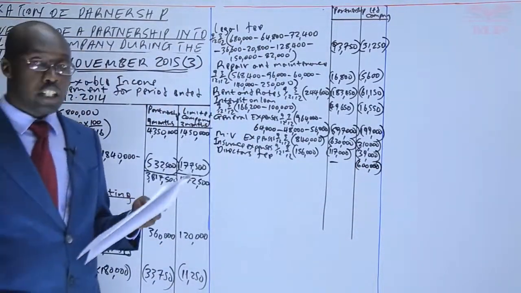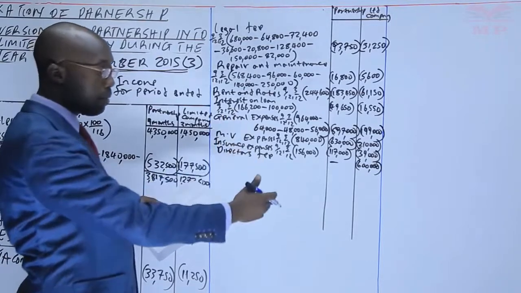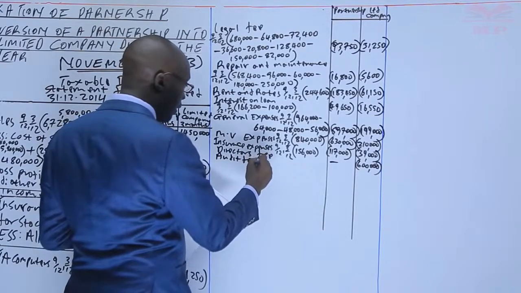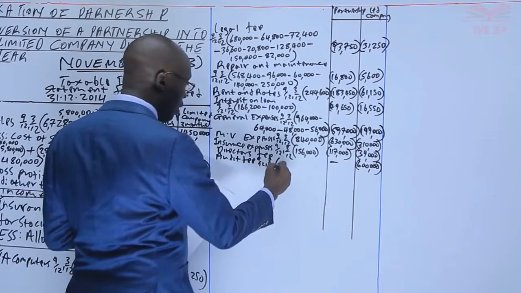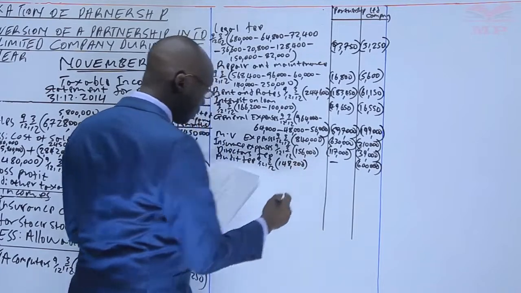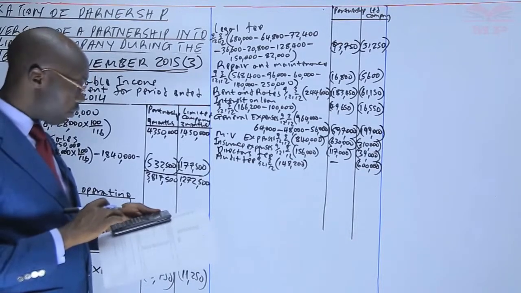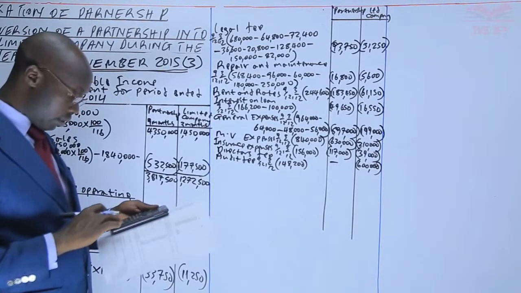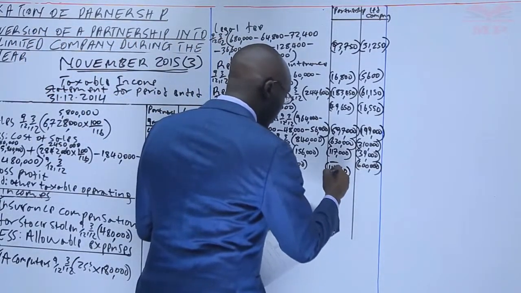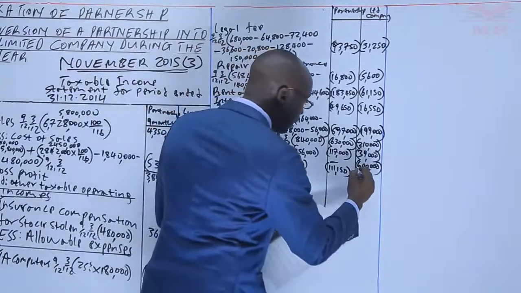The other one is audit fee. Audit fee is allowable expense, and it cuts across the board. It is for the partnership and the company. So audit fee, we have 9 over 12, 3 over 12, of 148,200. So we have 9 over 12 of 148,200. That gives us 111,150. The other one is for the 3 months, 37,050.